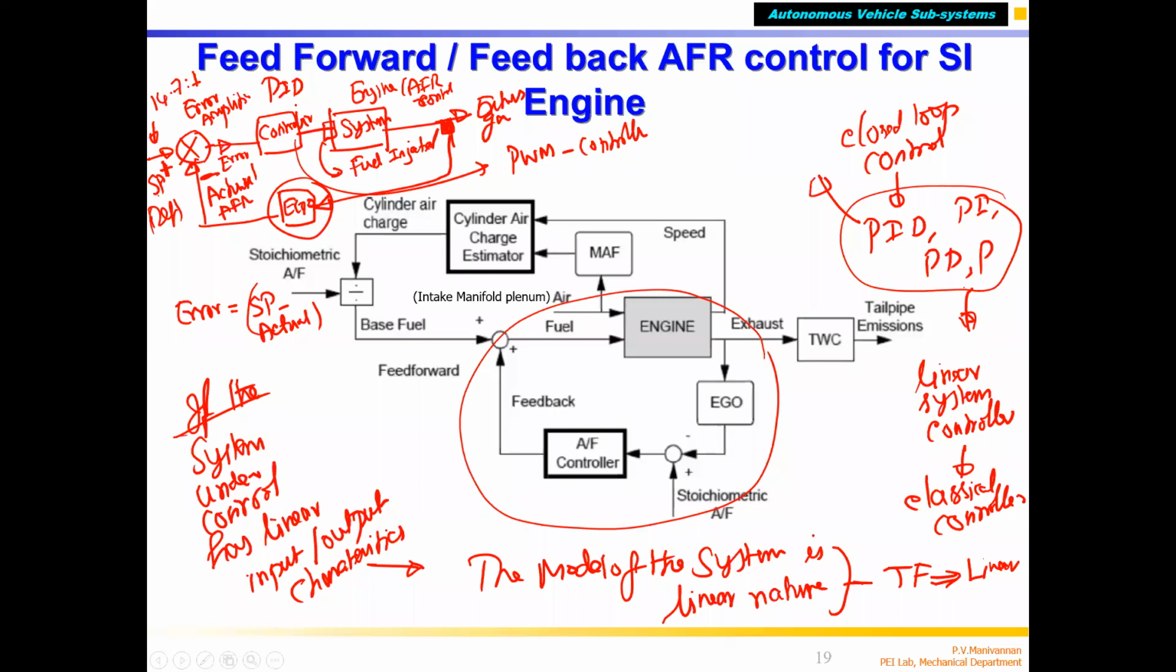Correct? What the controller does: let us think that this controller is a P controller, a simple proportional controller. A proportional controller is nothing but an amplifier. The proportional controller is the simplest closed loop controller, a classical controller, which is called a P controller or proportional controller.